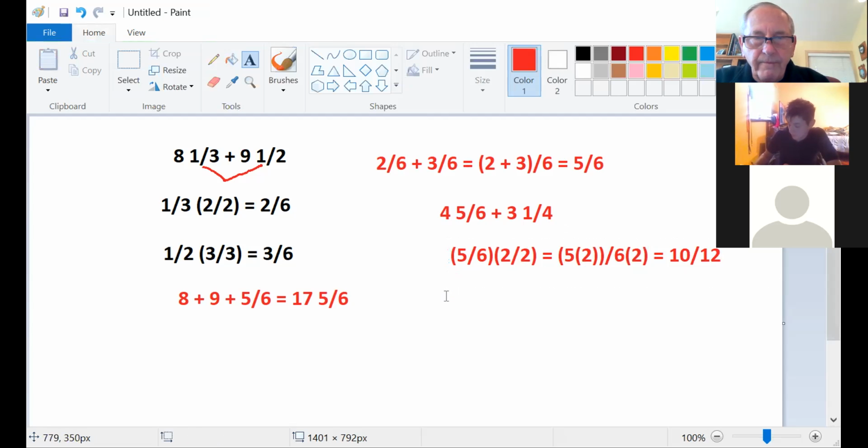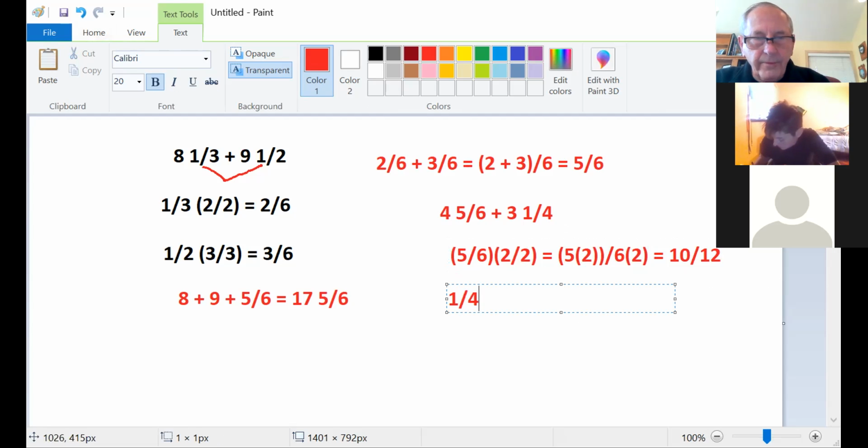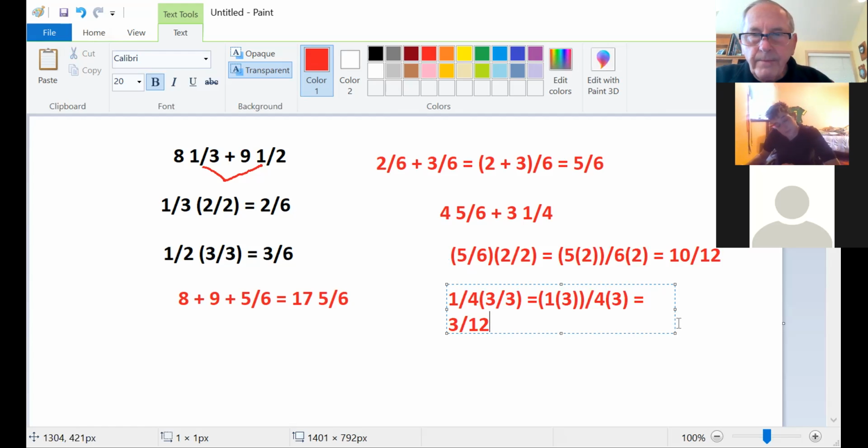Now we're gonna do the same thing with the 1/4. With 1/4, I have to multiply the top and bottom by 3, right? So it looks like that. So then it would be 1 times 3 on top. I'm just showing my brackets here. And then the bottom would be 4 times 3, right? So the top is 1 times 3 or 3 divided by 12, right? Okay. So now I put these back into this equation.